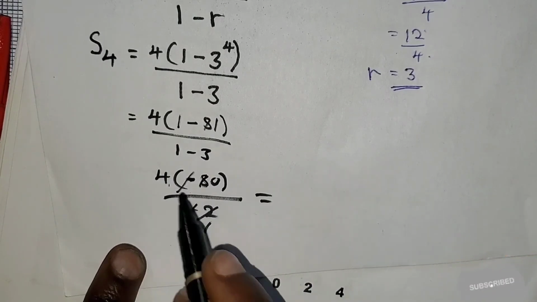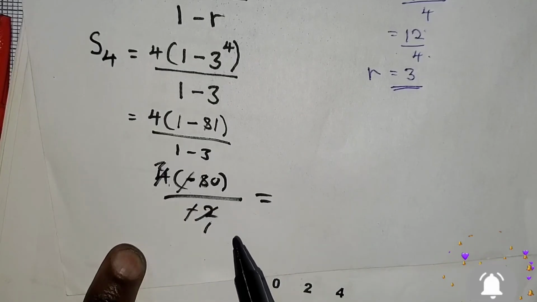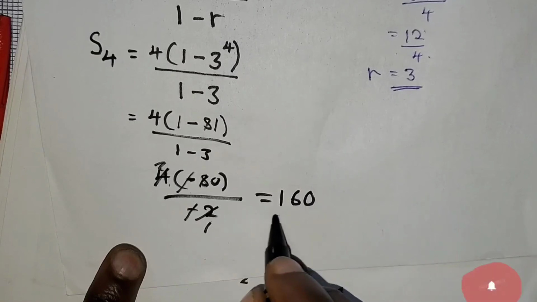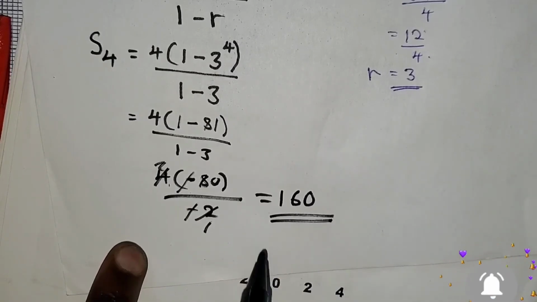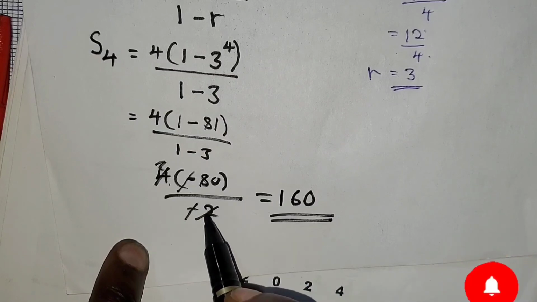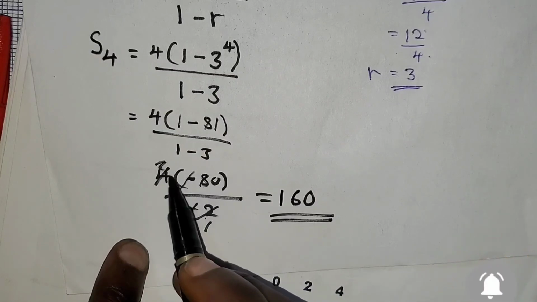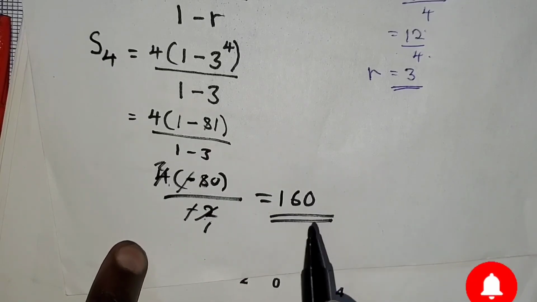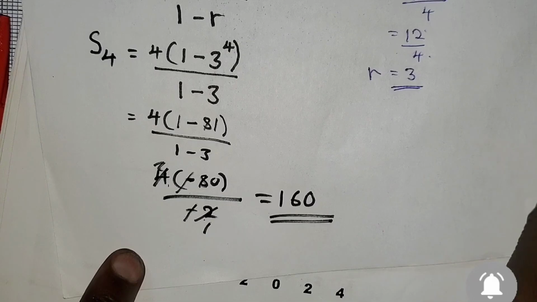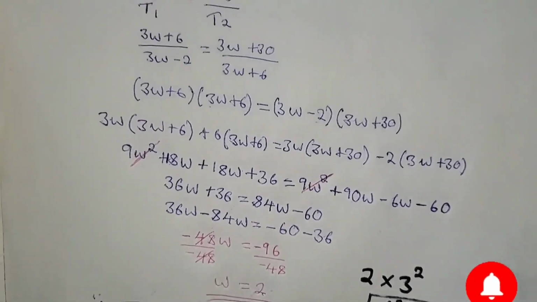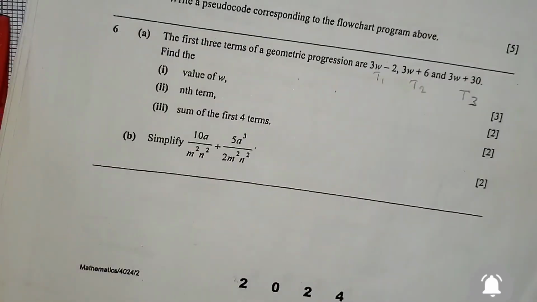2 into 2, 1. 2 into 4, 2. Then 2 times 80 gives me 160 as the answer. Or you can divide 80 by 2, which is 40, then 4 times 40 is 160. So this is the answer. This is the solution to question 6A.